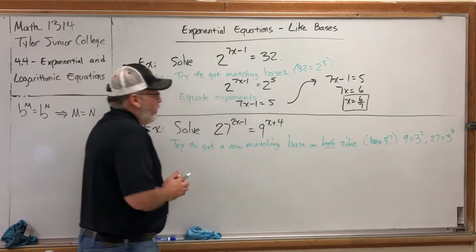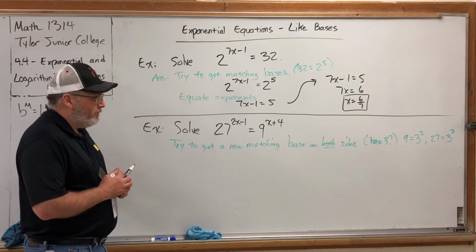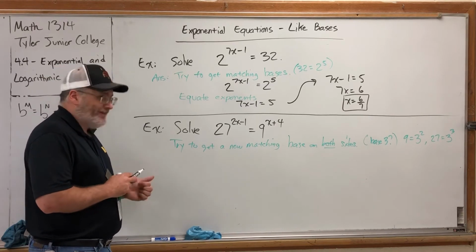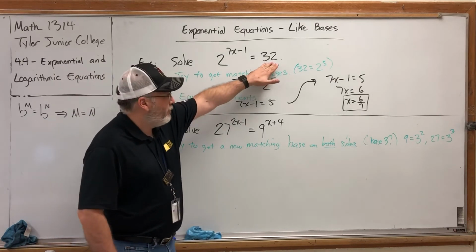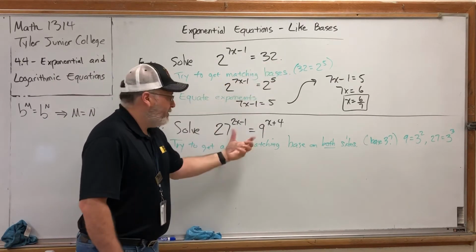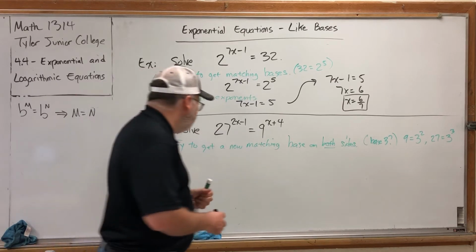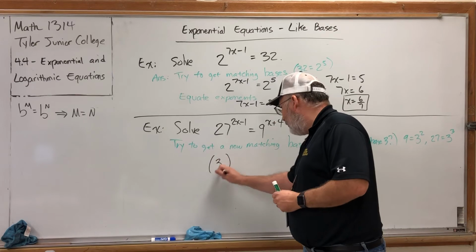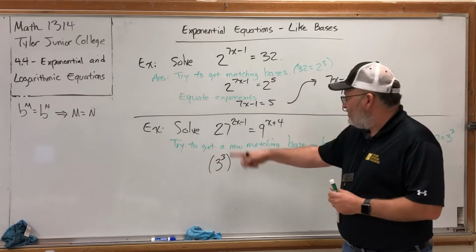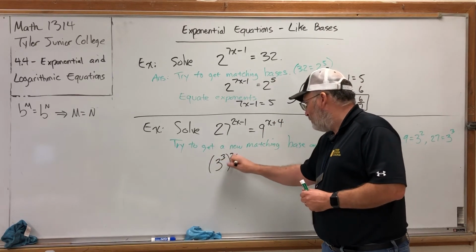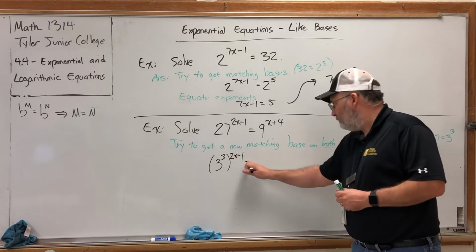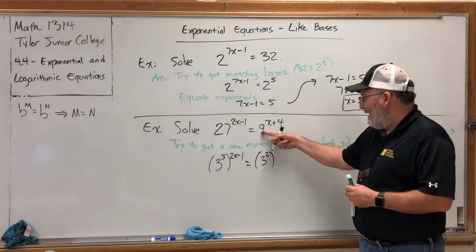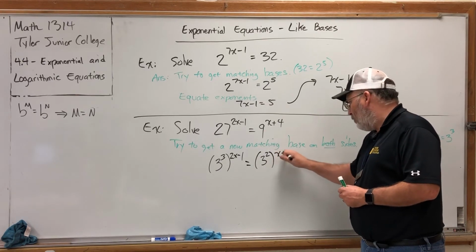This one's a little different though. It's a little different in that each base that I'm going to rewrite already has a power on it. Up here, the base that I rewrote did not have a power on it. These do. Why does this matter? Well, let's take the 27 and rewrite it as 3 to the third power. That 27 already had an exponent on it of 2x minus 1. And let's take the 9 and rewrite it as 3 to the second power. But the 9 already had an exponent on it of x plus 4.